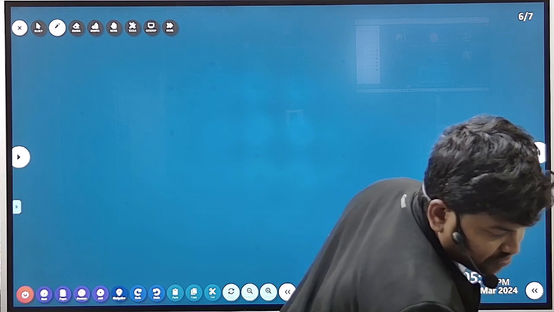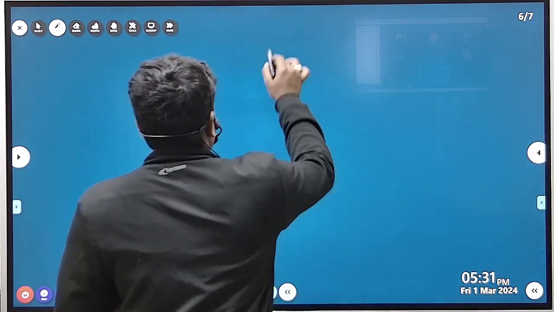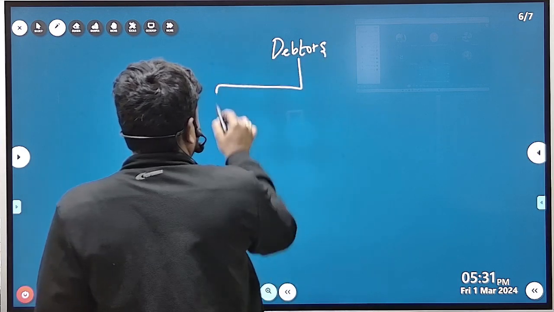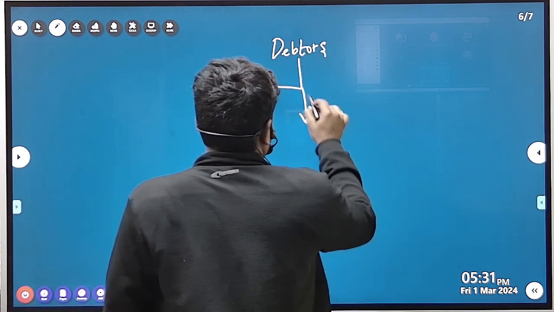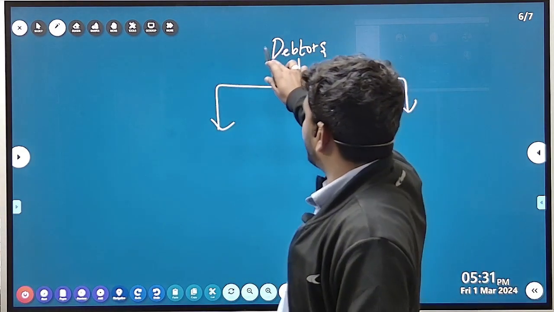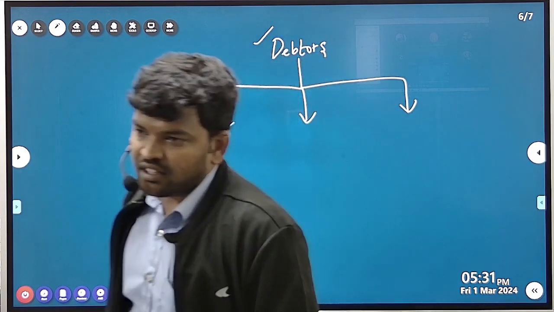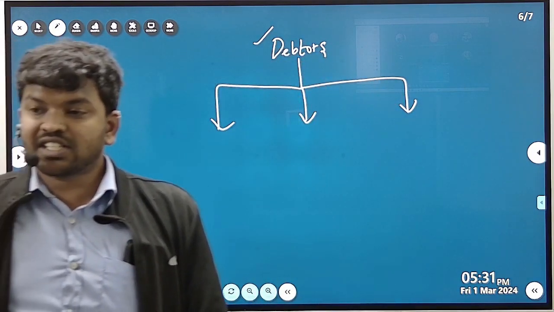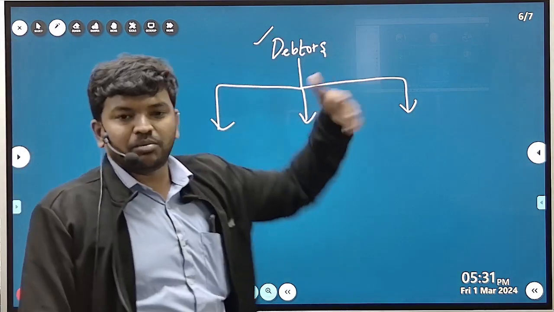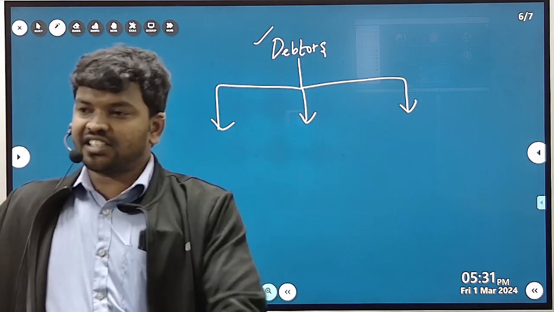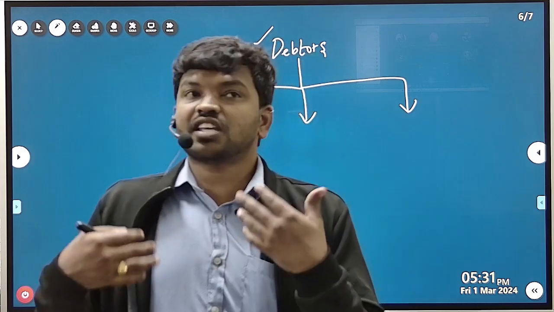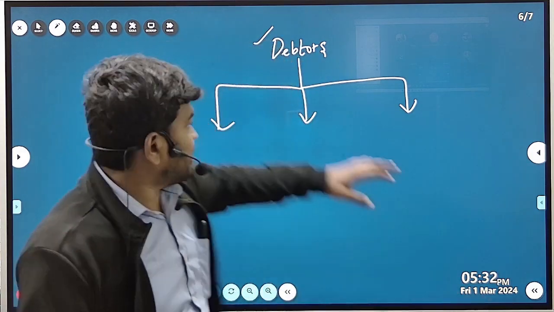Next concept is bad debts and provision for bad debts. You can classify debtors into three types. Basically, when do you have this debtors account? Credit sales. What you said is right, debtors will be on the asset side of the balance sheet. But I'm asking when you will have this debtors account: while selling some goods on credit.